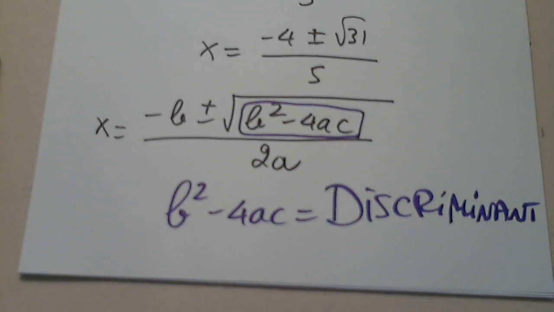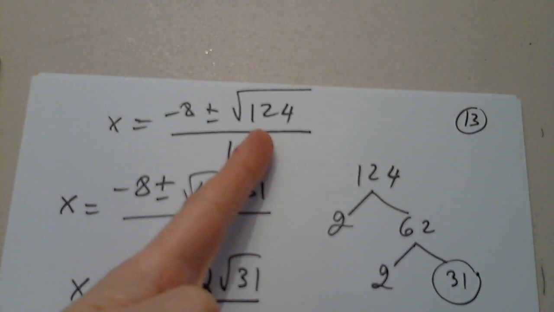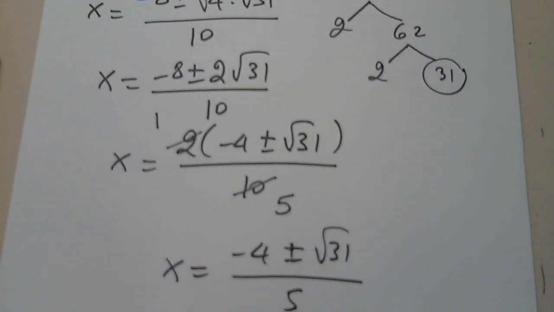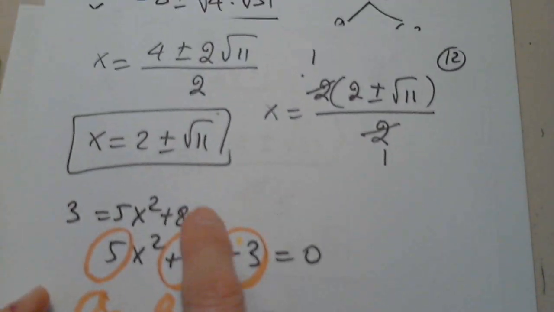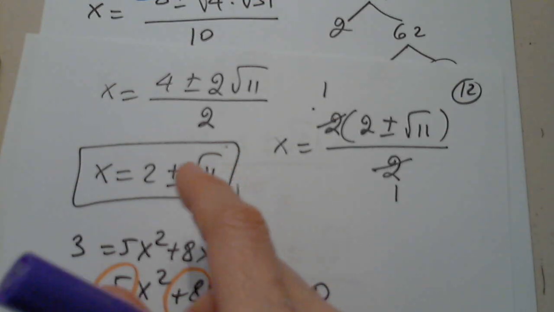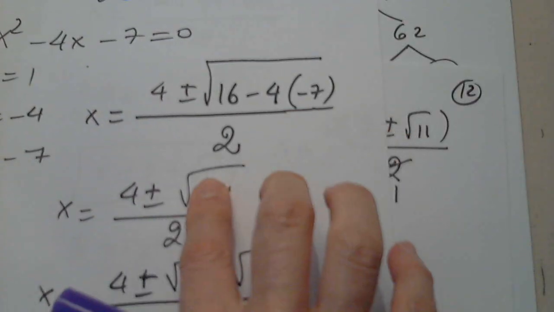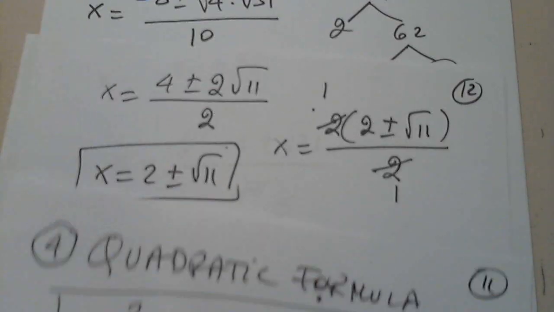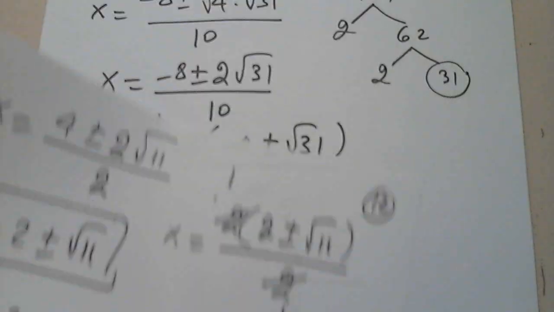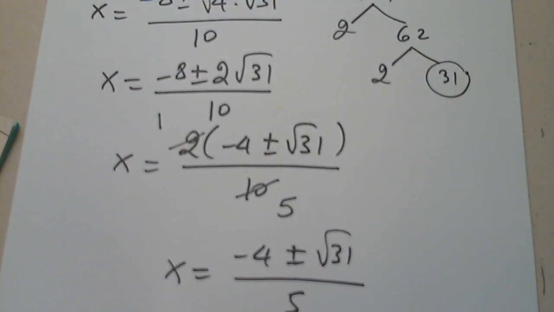Knowing the discriminant, I can tell you what type of solutions we get. How come? b squared minus 4ac, you noticed, in this problem was 124. In this problem was 44, and so on and so forth. This is the discriminant for this problem, 44. For this problem is 124. So b squared minus 4ac is a number. It's a real number.